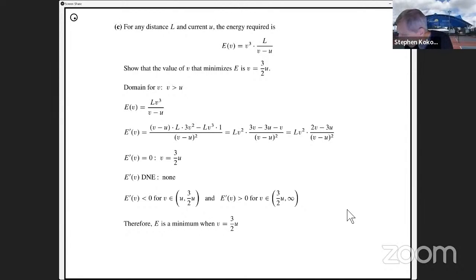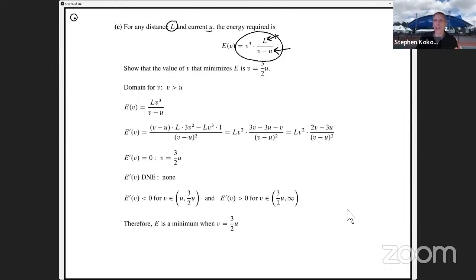So let's suppose that for any distance L and any current U, the energy required is given by this expression. So there's my variable L, a constant. There's my variable U, the stream current U. Show that the value of V that minimizes E is approximately 3/2 U.